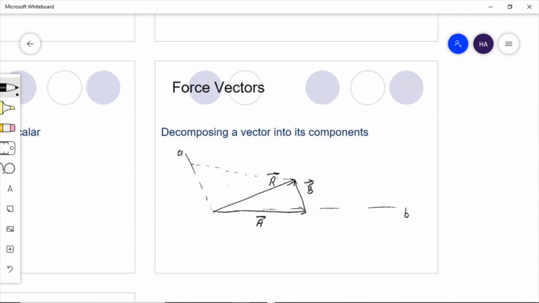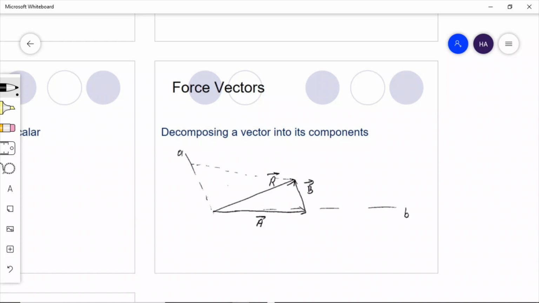Last thing is decomposing a vector into its components. We may need to decompose a vector into its components. For example, I want to know the velocity of a vehicle in a certain direction, maybe, or a machine part in a certain direction along a certain axis. So how will I do that in that case?